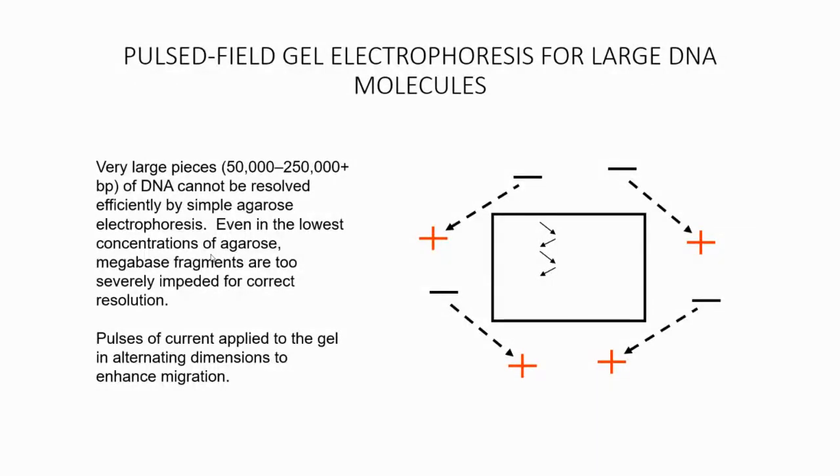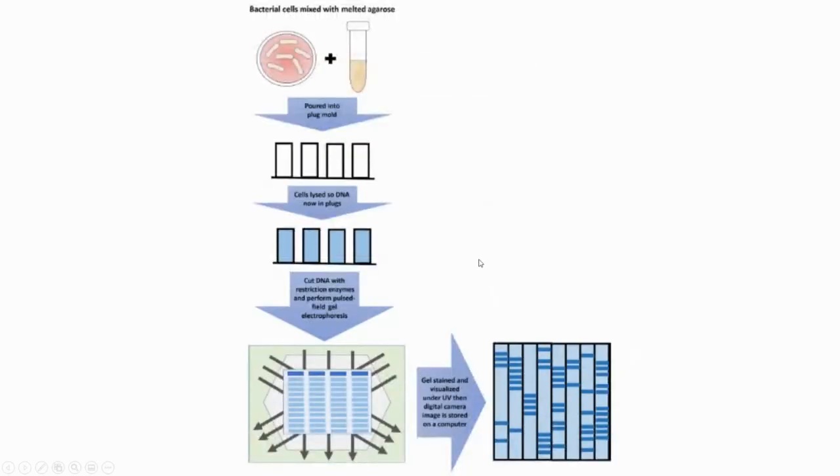And then another one is called pulsed field gel electrophoresis, PFGE. Very large pieces of DNA cannot be resolved efficiently by regular gel electrophoresis, so we have to run this pulsed field gel electrophoresis. You have a pulse of current applied to the gel in alternating directions to enhance the migration, and then you'll be able to resolve very large DNA fragments, like more than 20 kilobases long.